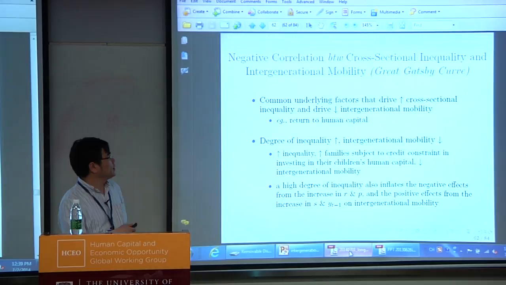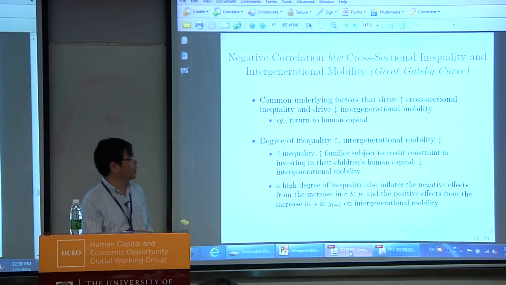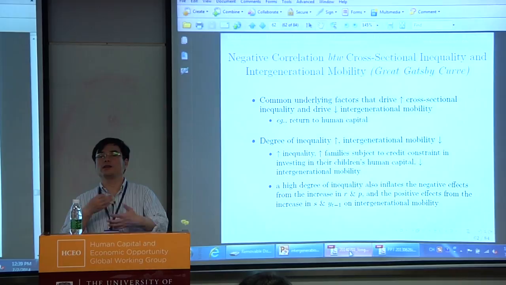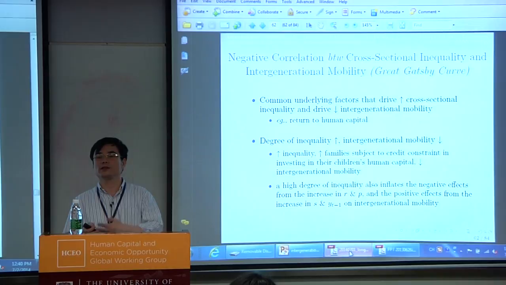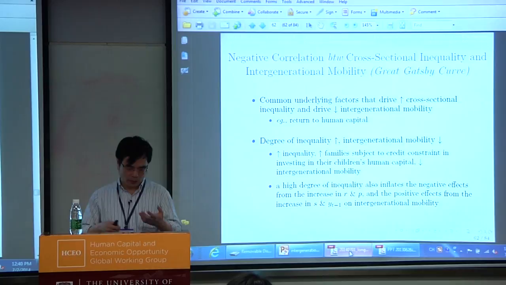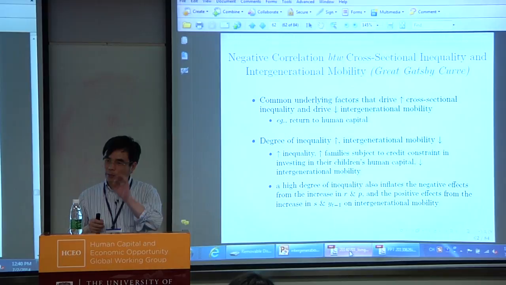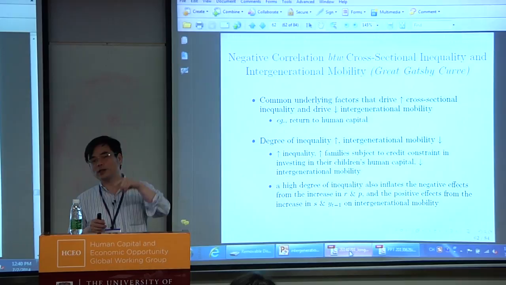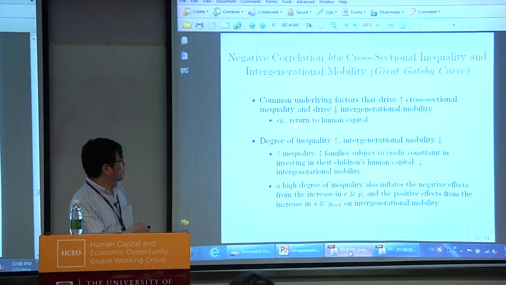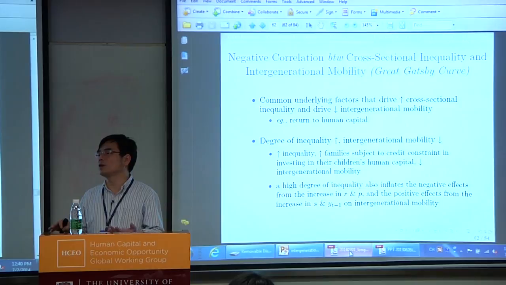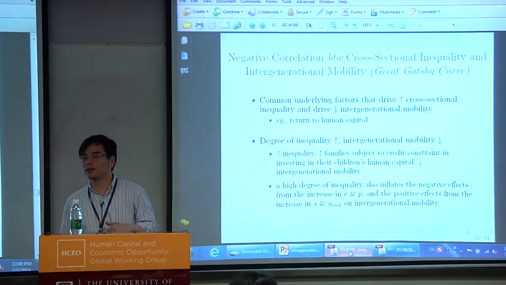Why is there a negative correlation, the Great Gatsby curve? Now that is just a negative correlation. I hope in the future some of you can study the causal effect of one on the other, but that would be a more challenging task. What we just try to do is provide some reasons why the two are negatively correlated. One reason is that some factor will affect both things, not only cross-sectional inequality but also intergenerational mobility. For example, return to human capital investment. Rising return to schooling will not only increase the horizontal inequality, but also reduce the vertical mobility. That is one obvious example.